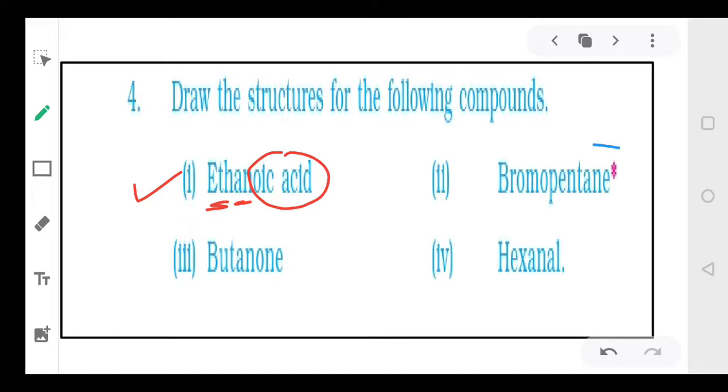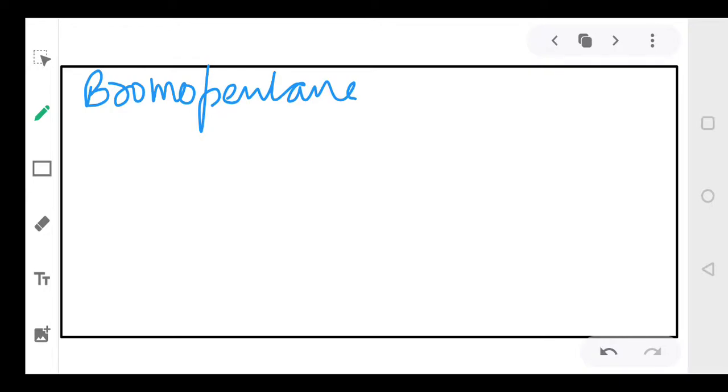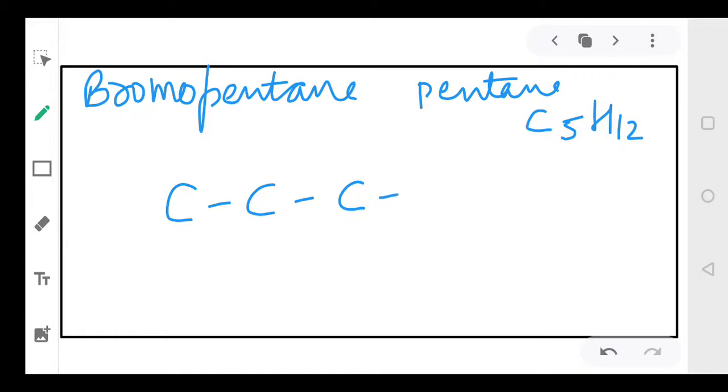Let's use a second example, this is called bromopentane. So first, what will be the formula of pentane? The formula of pentane, everyone, is C5H12. So first we draw C5H12. Okay, now we have drawn. So we have drawn pentane.